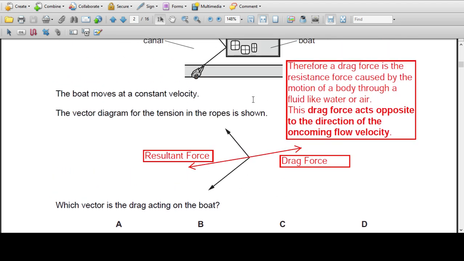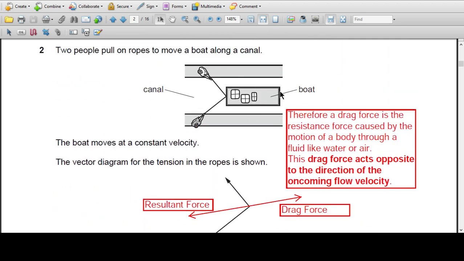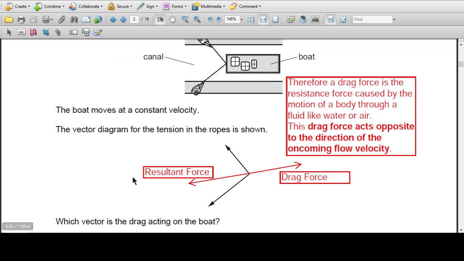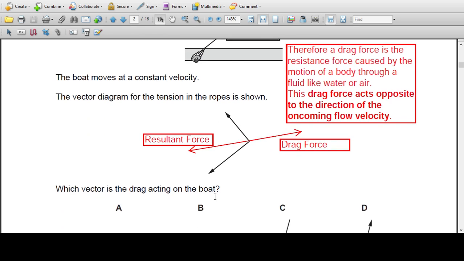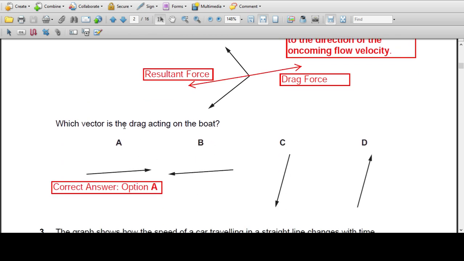So we have explained this fully, and we have defined all the terms here. We have drawn a resultant, and opposite to this resultant we have a drag force, and we have been asked to select the drag acting on the boat. So this option A is correct.